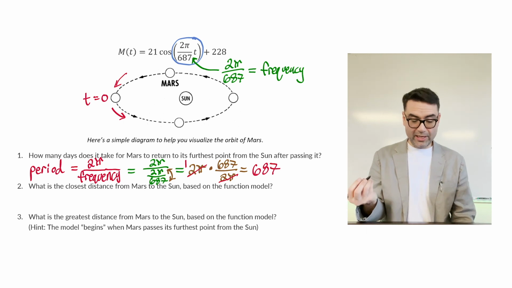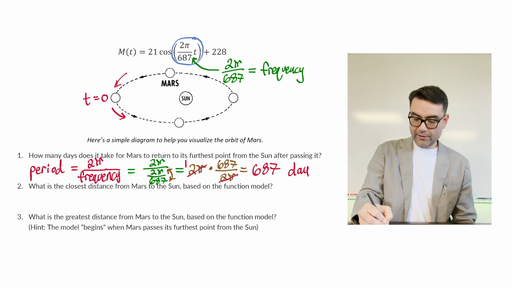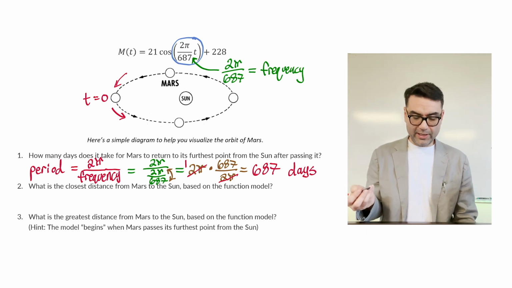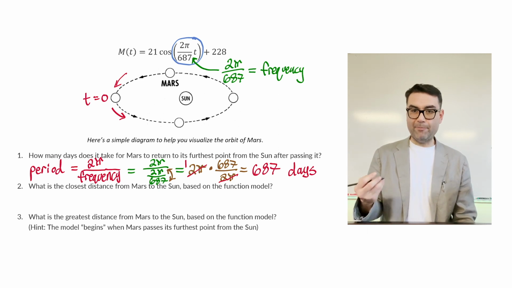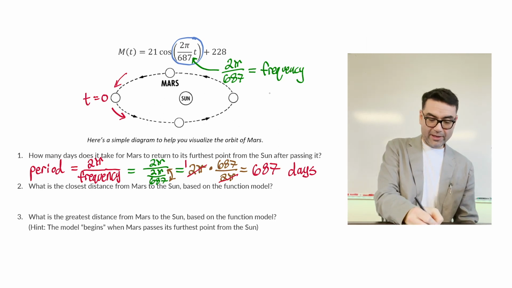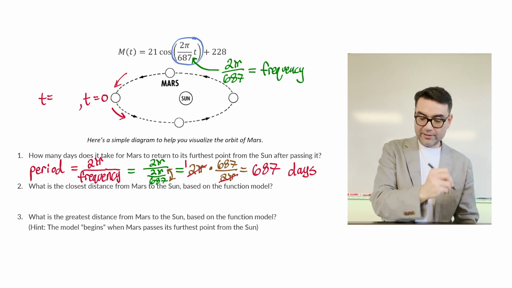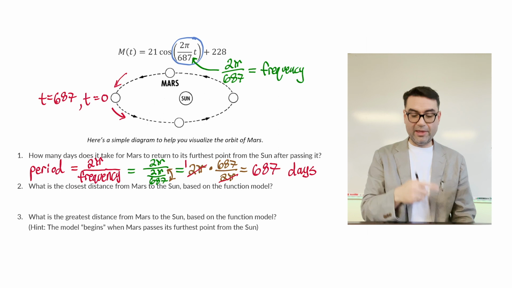And the unit of t in the model is days. So according to number 1, the way we would answer this is it takes 687 days for Mars to return back to that point when it's at the furthest from the sun. So if I were to add that to this, we could also add that t equals 687 is also when Mars is at that position.